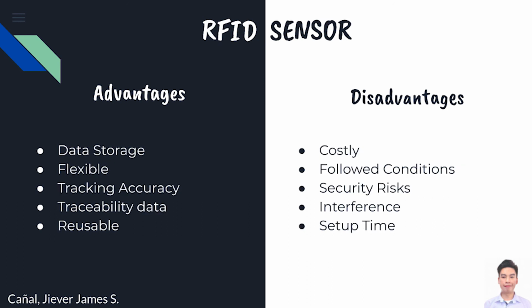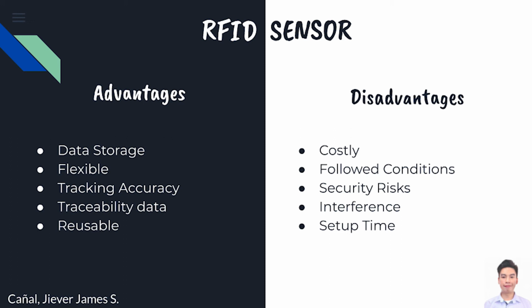Moving forward to the advantages and disadvantages of the materials or equipment used in the system, firstly, the RFID sensor or radio frequency identification sensor. For its advantages, it provides greater data storage because RFID tags can store more data such as tracking the origin of a product, its location, and its journey through the supply chain. Plus, that data can be read even in remote locations.